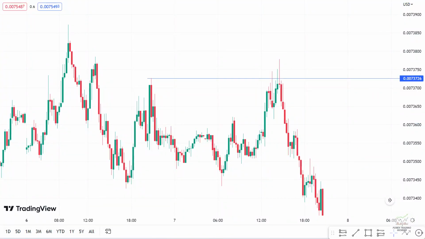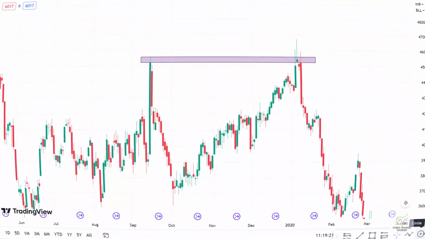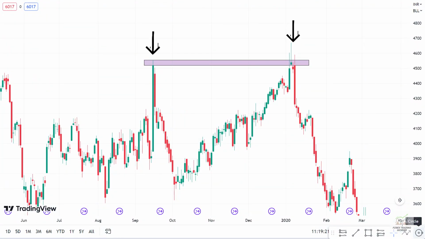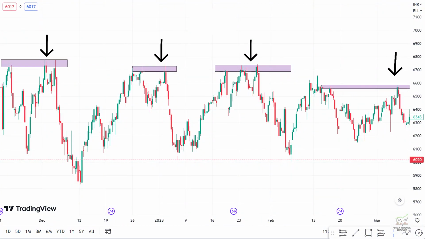Chart on this slide shows a single resistance level drawn on the daily chart of JPY/USD using historical data. Chart on the next slide shows multiple resistance levels drawn on the daily chart of JPY/USD using historical data. This is the chart of crude oil, showing a single resistance zone drawn on the daily chart. This is an example of multiple resistance zones drawn on the same chart in daily time frame.